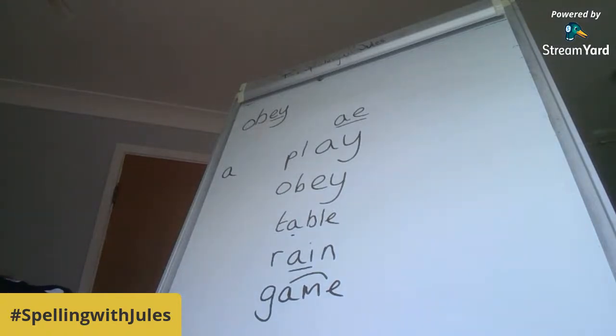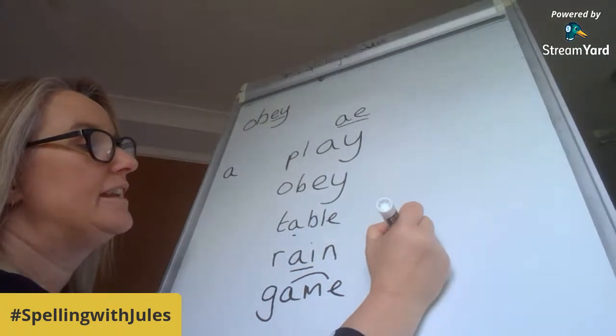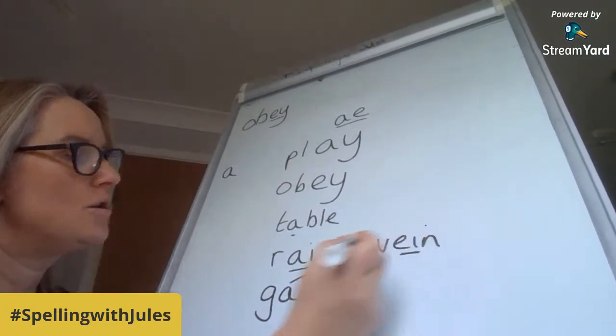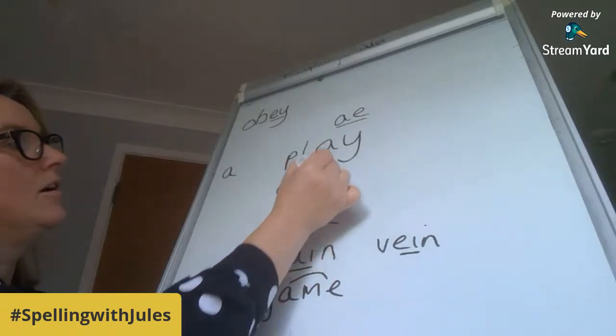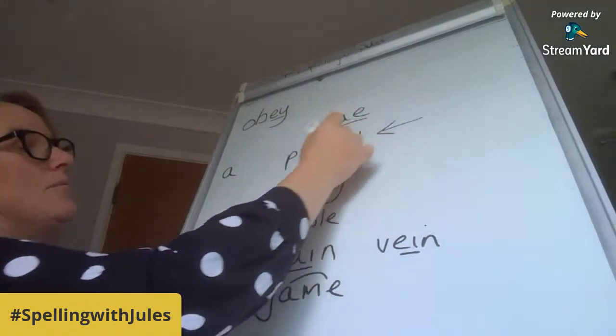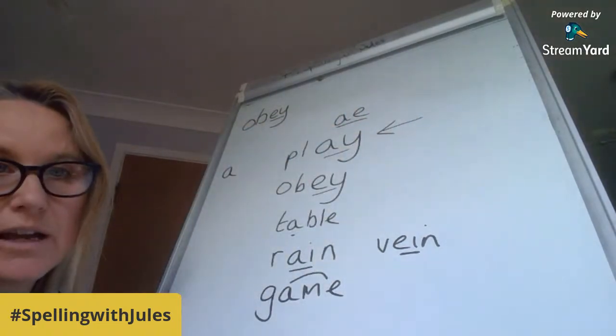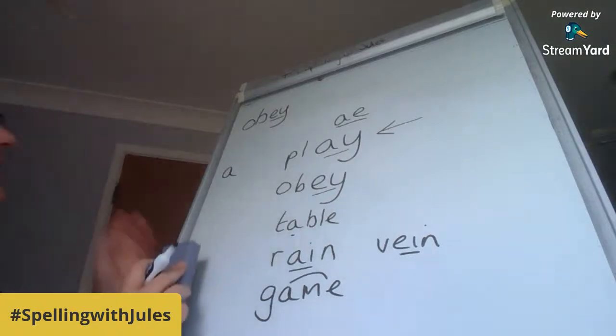Okay, and even an EI, so vein. So there's lots of different ways of doing the A sound, but today we did this one. So we will look at the others. Okay, just worth you knowing. Excellent. Right, we've got 5 more words to learn.